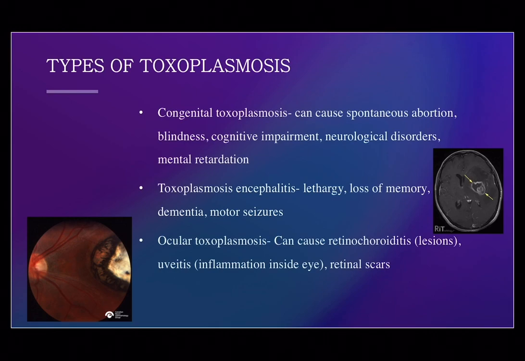As you can see to the right, there is a picture of the brain with an infection of toxoplasmosis. Third, there is ocular toxoplasmosis, which can cause retinal choroiditis, which causes lesions, uveitis, which causes inflammation inside the eye, and retinal scars. To the left, you can see the eye with the huge lesion to the right of it.